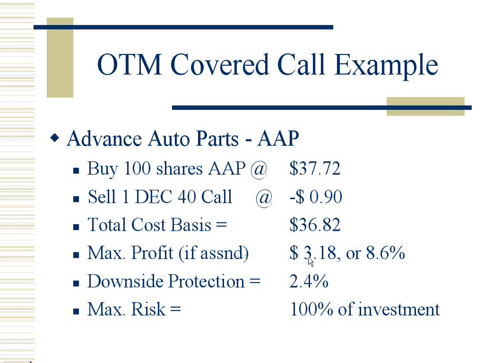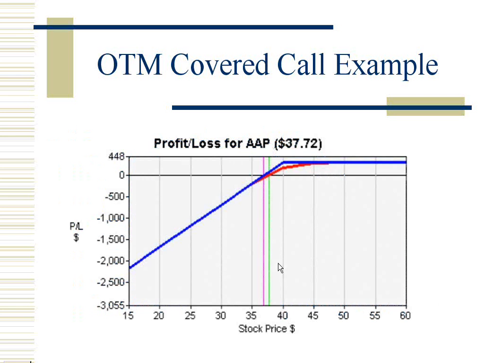Now, the maximum profit if I'm assigned would be $3.18 because, remember, in order to get assigned, I have to have the stock trading above $40 per share. My cost basis was $36.82, so there's our $3.18 profit, or a potential 8.6% if assigned. Downside protection of 2.4%, not that much. Stock can only drop 2.4% before I'm at break even. Again, maximum risk, 100% of what's invested.